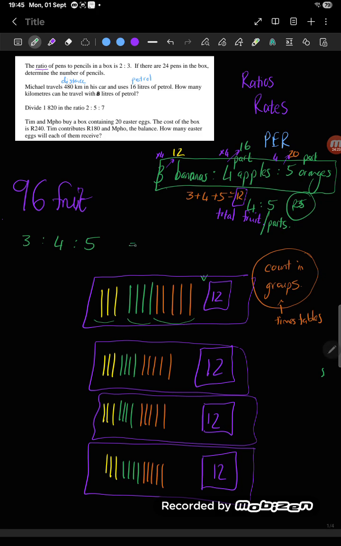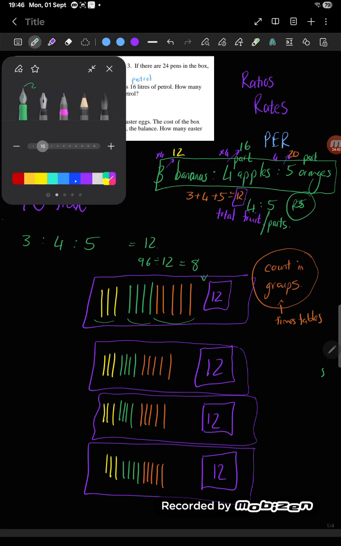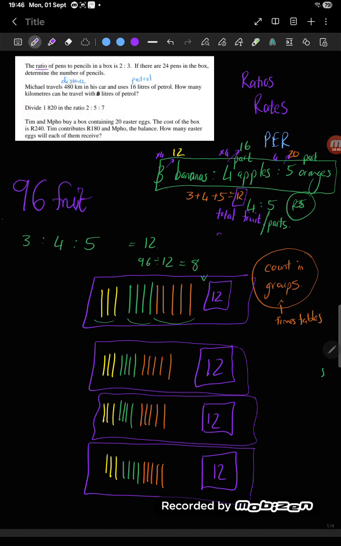If I've got 96 total, I'm going to say 96 divided by 12 equals, what's 8 times 12? 96. So I've got 8 bundles, and that computes. But what did I do actually? I timesed everything by 8. Times 8, times 8. Now this is a very elaborate way of saying, how many bananas do I have? 3 times 8 is 24 bananas.